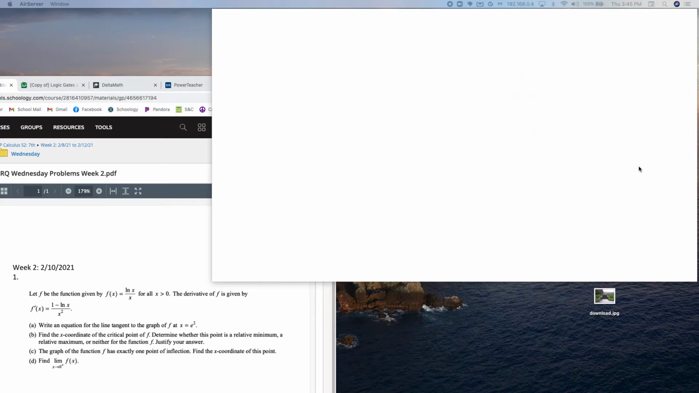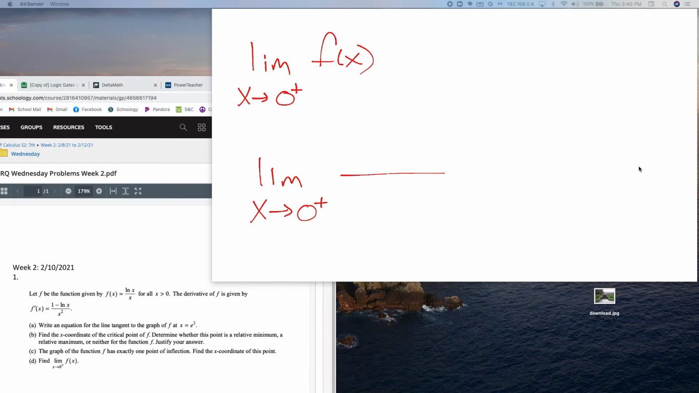So the last thing is, what's the limit as x goes towards 0 from the positive side of f of x. So that's the limit as x goes towards 0 from the positive side of the natural log of x divided by x. Now, there's a lot of things you can do on this. Look what happens. Right away, when you throw this in there, notice that you get 0 over 0.